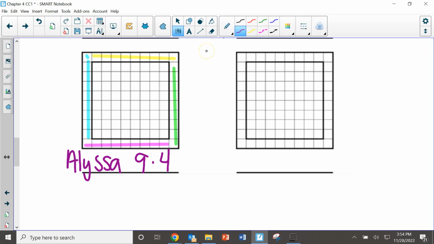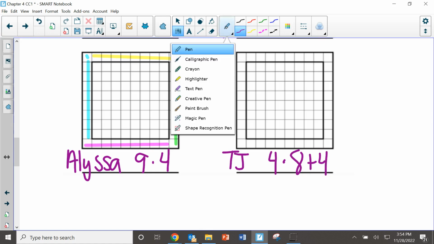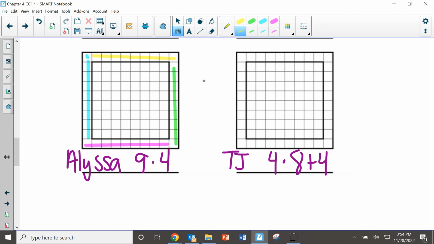And then lastly, we have TJ. And he did 4 times 8 plus 4. So what TJ did was he ignored the overlapping corners at first. And he just said, okay, I'll just do the little insides, which gives me 8 pieces. Then lastly, I'll add in the 4 separately so I don't have to worry about any overlapping.